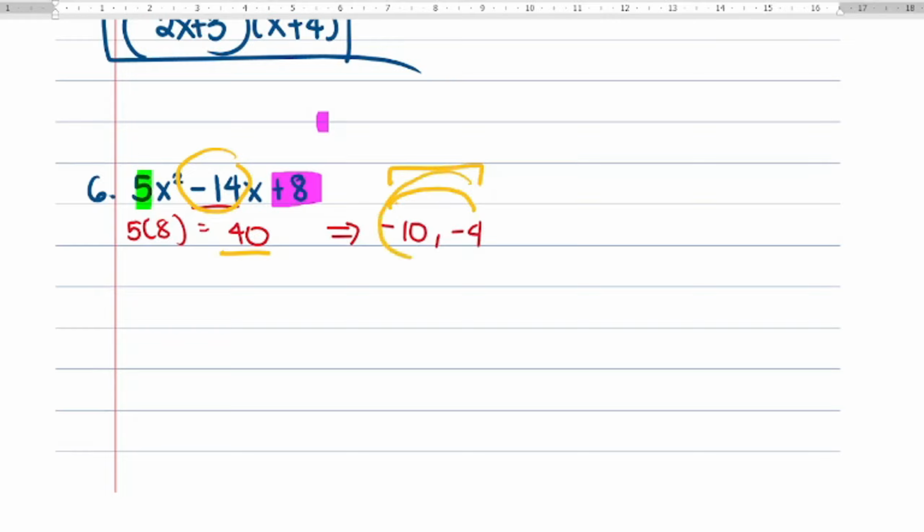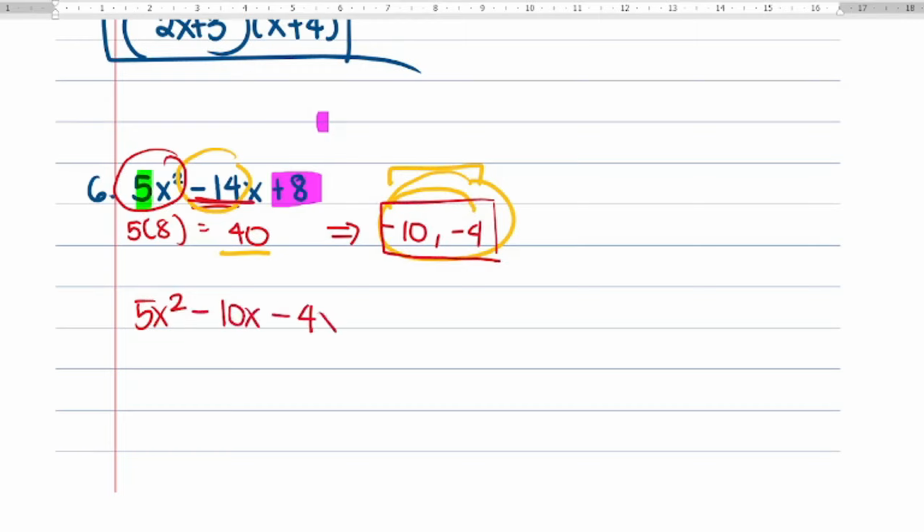So, these are the two factors we are looking for. Now let's rewrite. Copy the first term. Again, don't copy the middle term. Instead, we will just replace it with these two factors, but with variables. So that will become negative 10x minus 4x plus 8. Both of them are negative, so we can't rearrange, no?